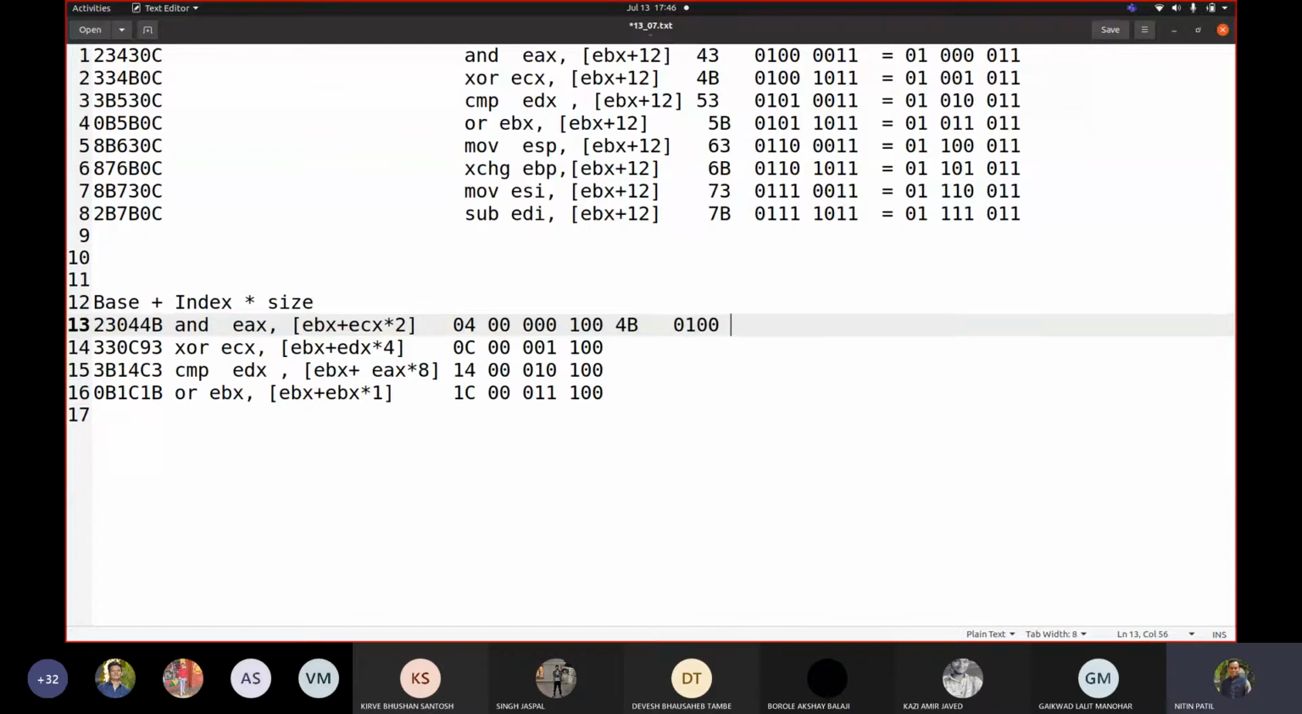0 1 0 0 and B is what? 1011, correct? 8 plus 2 plus 1 is 11, so 1011. Next is what? 93. How do you write 93? 1001 and 0011. Correct? Okay. Let us move further.